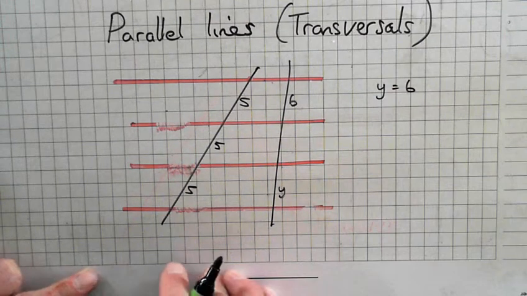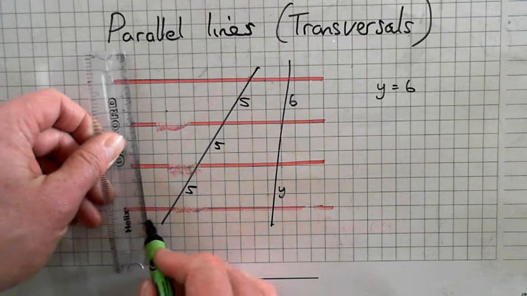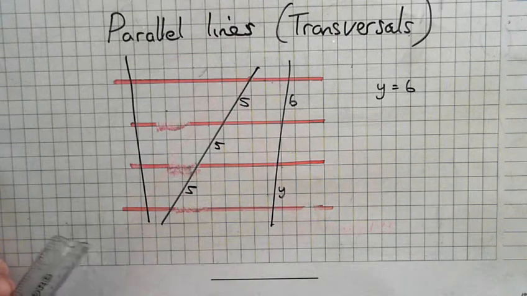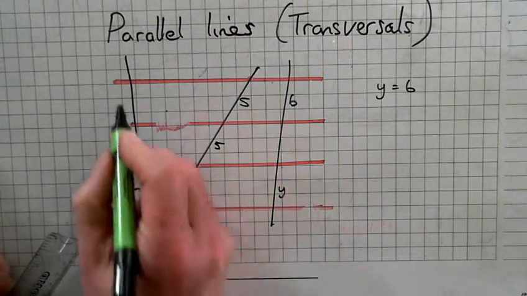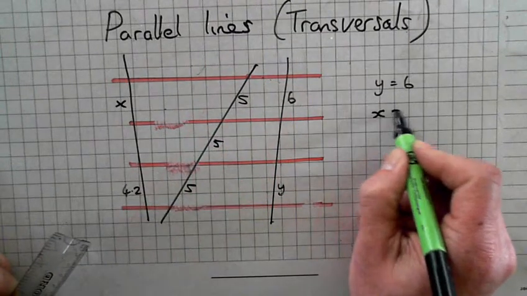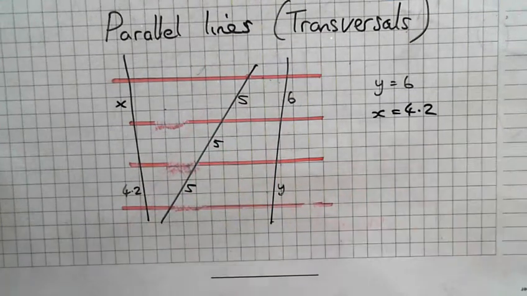For that reason. And again up here you've got another transversal. That's 4.2. What's the value of x? x is equal to 4.2. Simple as that.